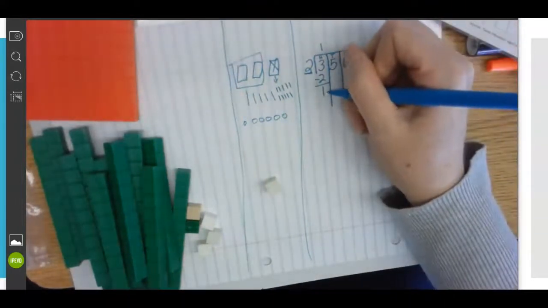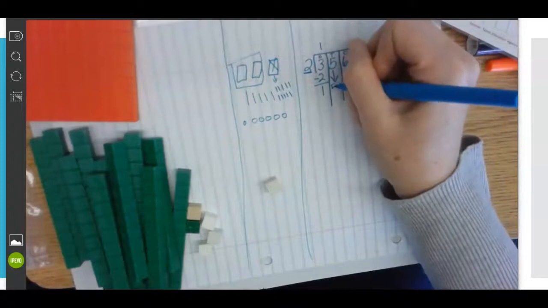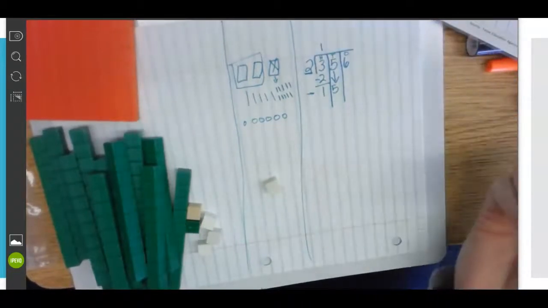Same thing here. I'm going to take this and I'm going to just bring my 10 place out. So now I'm actually have how many? How many tens do I actually have? I have 15.